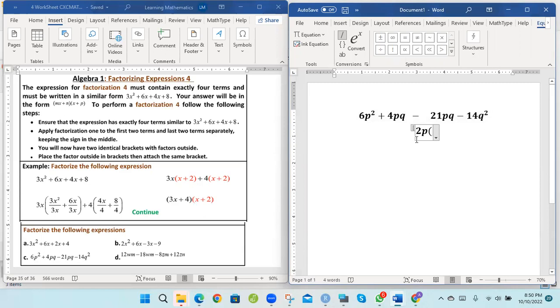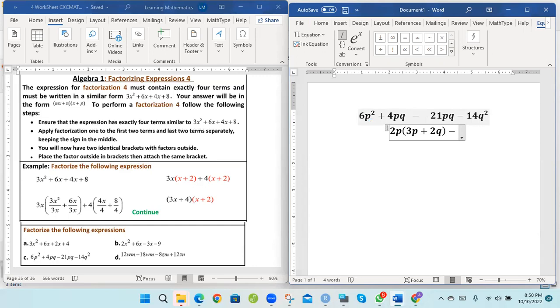Now, what comes inside of the bracket? 2 into 6 goes 3 times. P into p squared goes p. Plus 2 into 4 goes 2 times. P into p goes once. And then what are you left with? Q. Now, we must have 3p plus 2q in a bracket on the other side with the negative sign in the middle.